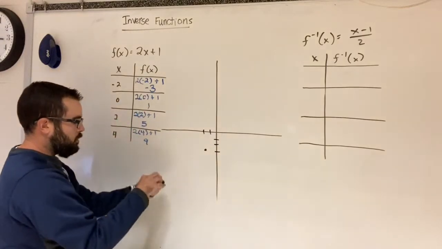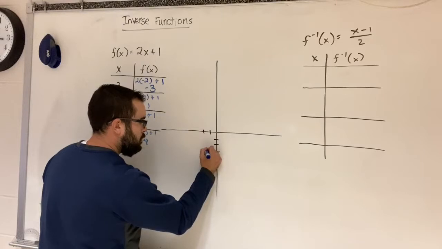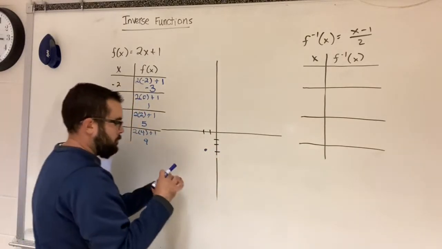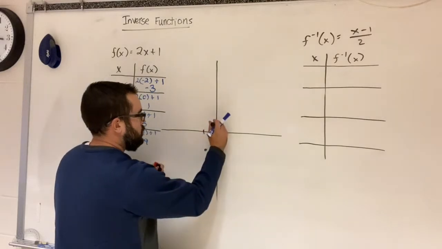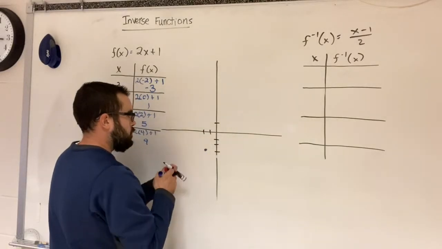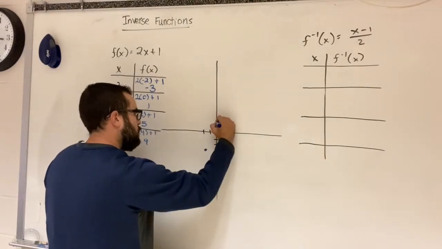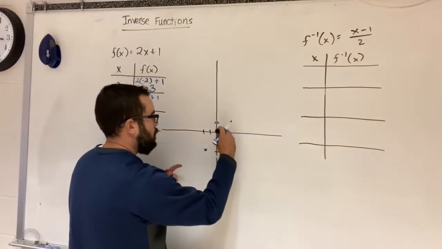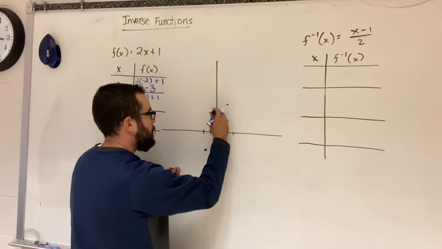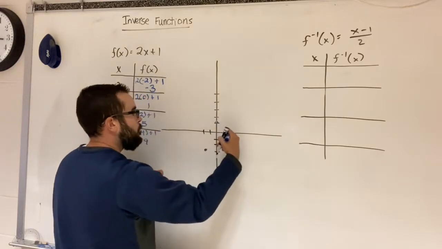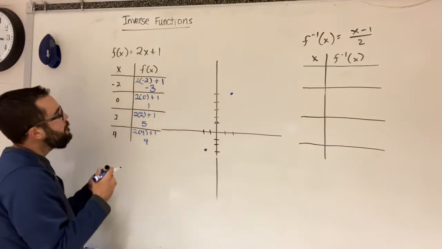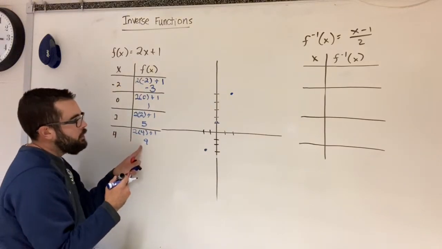Okay, and I said I was going to do this in blue. I'll do this in blue. Okay, 0, 1. So 0, 1's there. 2, 5. Right there. And 4, 9.